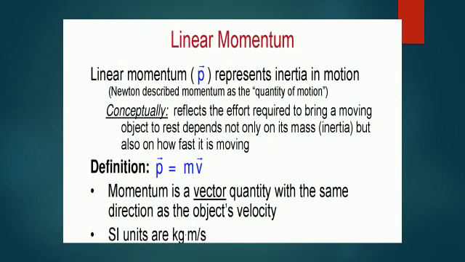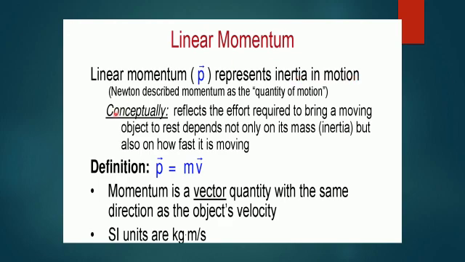If it is going to be a linear motion, that is any object which is going in a straight path, then at that time we call that momentum a linear momentum. So linear momentum we represent with the symbol P vector. This vector symbol represents that momentum is a vector quantity, and it has both magnitude and direction.